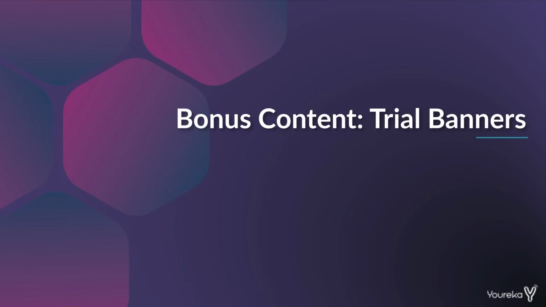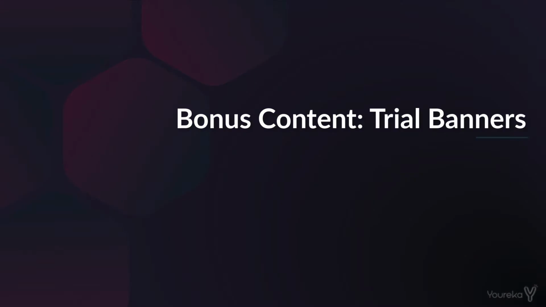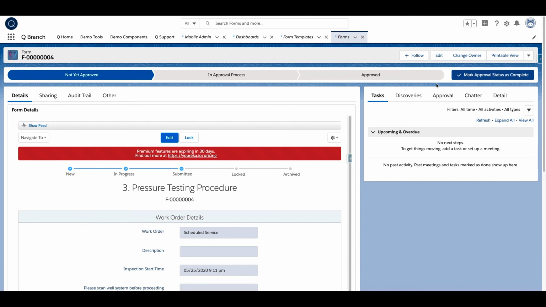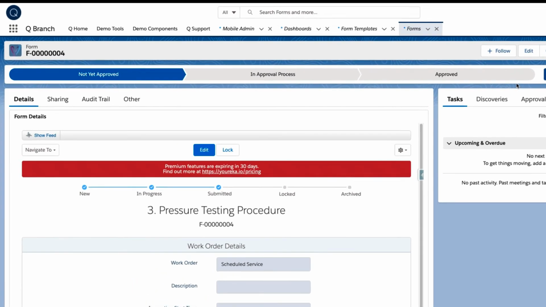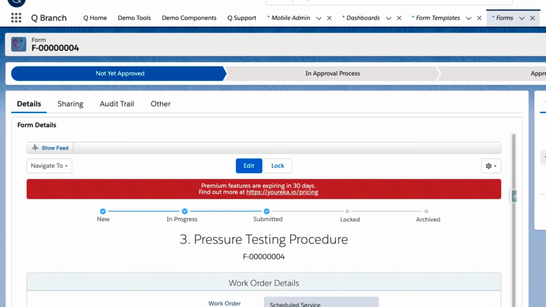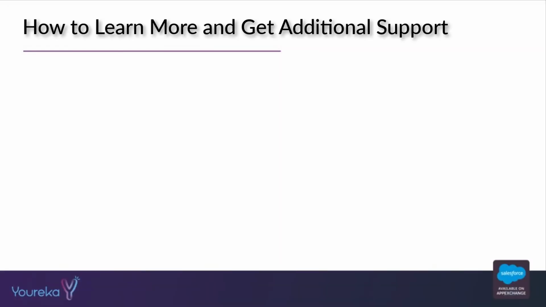Finally, as a bit of bonus content, as you're prepping for your demo, one thing to recognize is in your SDO, right after you install Eureka, you will see a trial banner. It's that big red banner in the middle there that says that your premium features are expiring. What you can do is if you contact us, give us your org ID, tell us a little bit about your opportunity, we can get rid of this banner for you. You just got to reach out to us and let us know what you need.